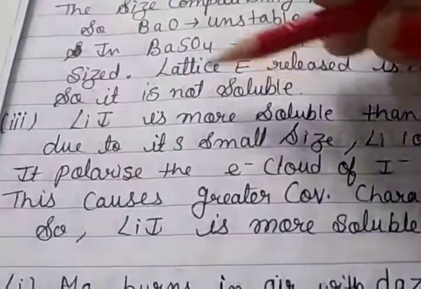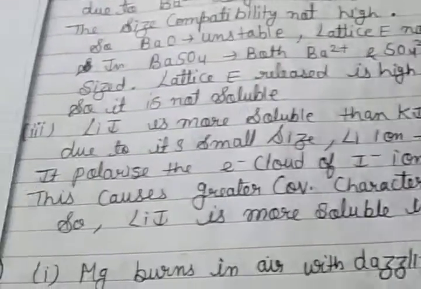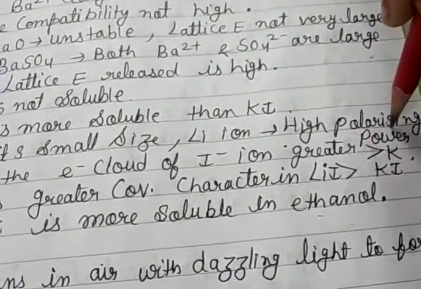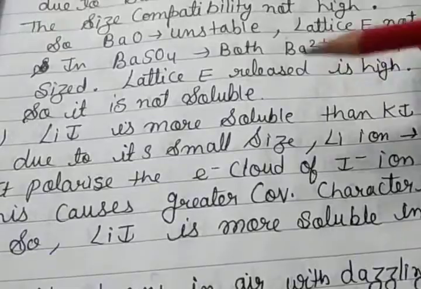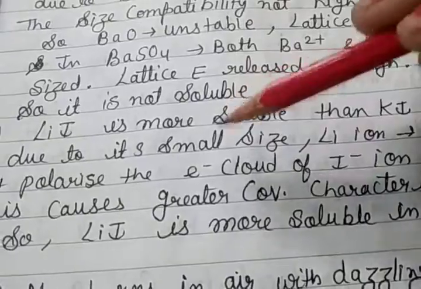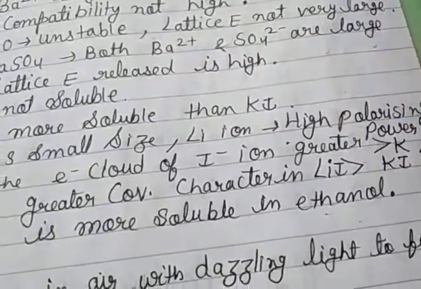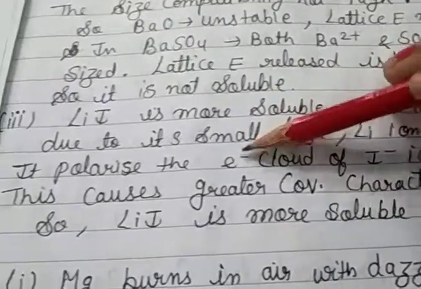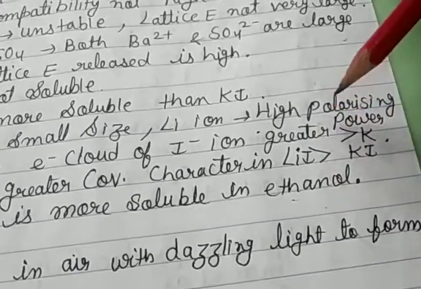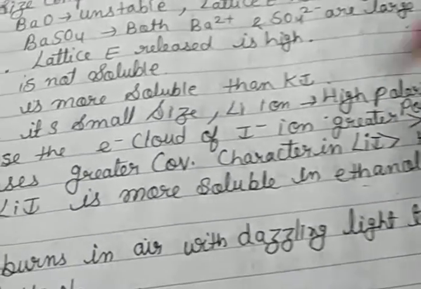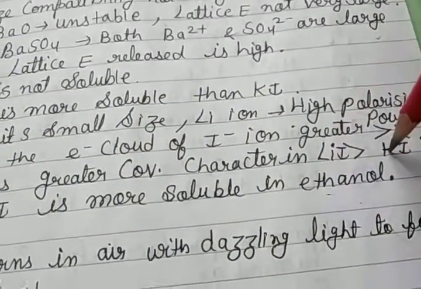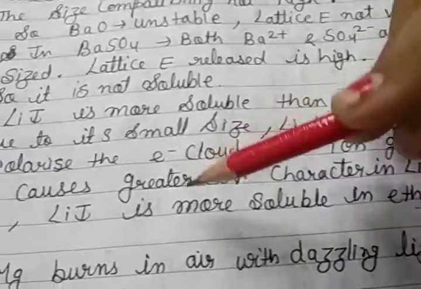So lithium iodide is more soluble than potassium iodide due to its small size and the high polarizing power of the lithium ion. I already explained this in my last video, but I will explain again. The reason is that lithium has a small size and high polarizing power, and it polarizes the electron cloud of the iodide ion. So its polarizing power is greater in comparison to potassium. So this causes greater covalent character in lithium iodide in comparison to potassium iodide. So it is more soluble in ethanol.